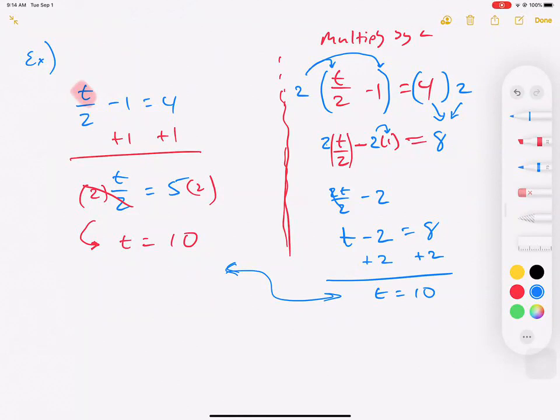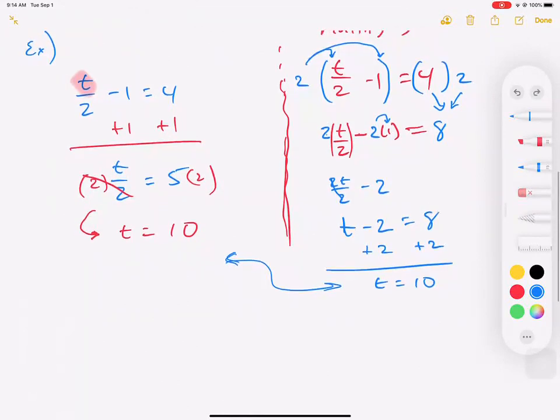So you want to be really careful. If you do multiply both sides by 2, you want to make sure you multiply everyone on the left side by 2. Now a very common mistake is if people write it this way, 2t over 2 minus 1 is equal to 4 times 2. What if I do this, only multiplying one part by 2? Did I really multiply both sides by 2?